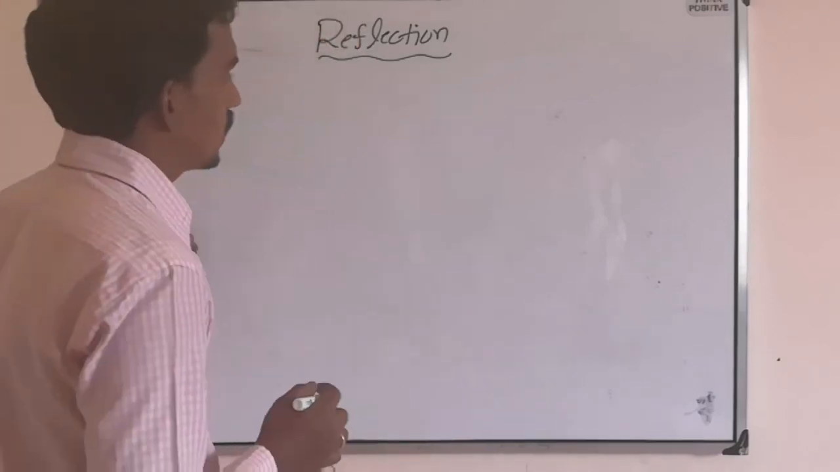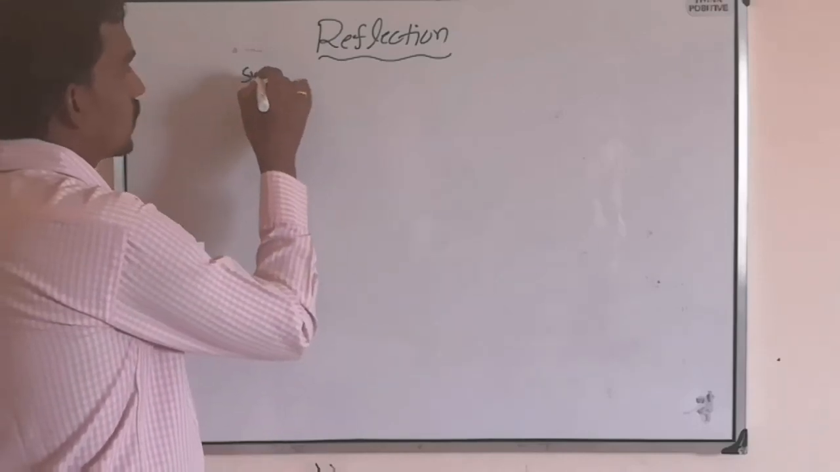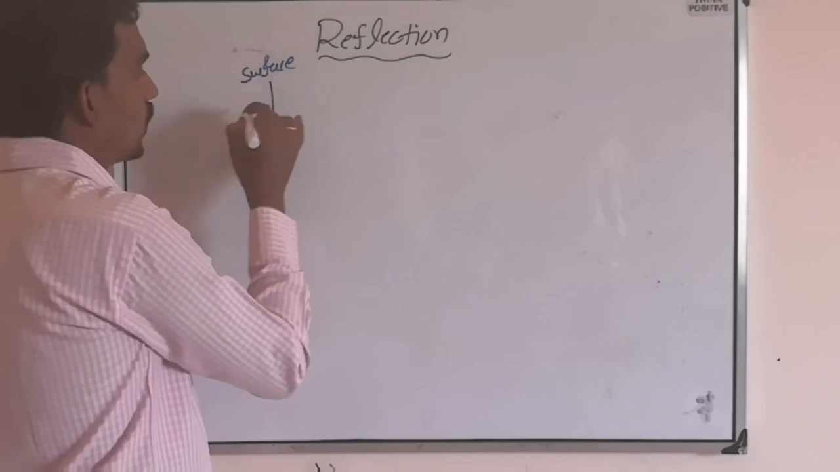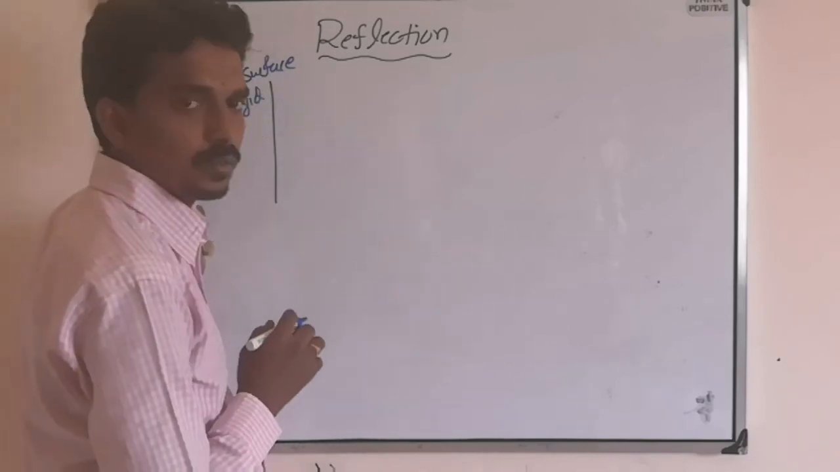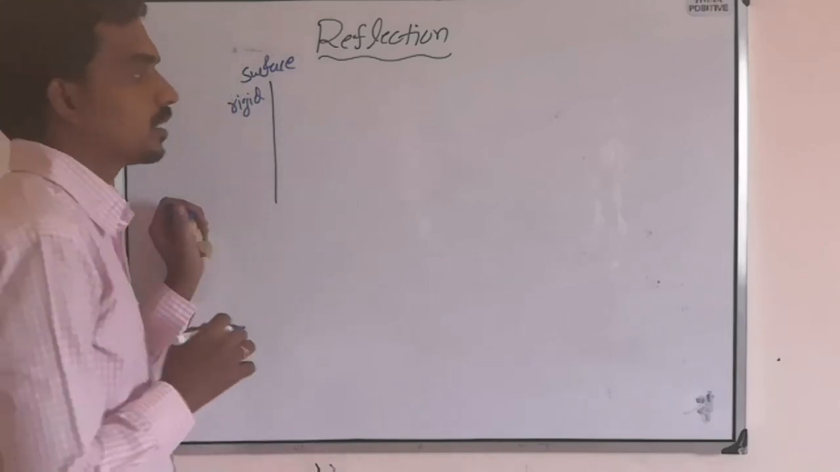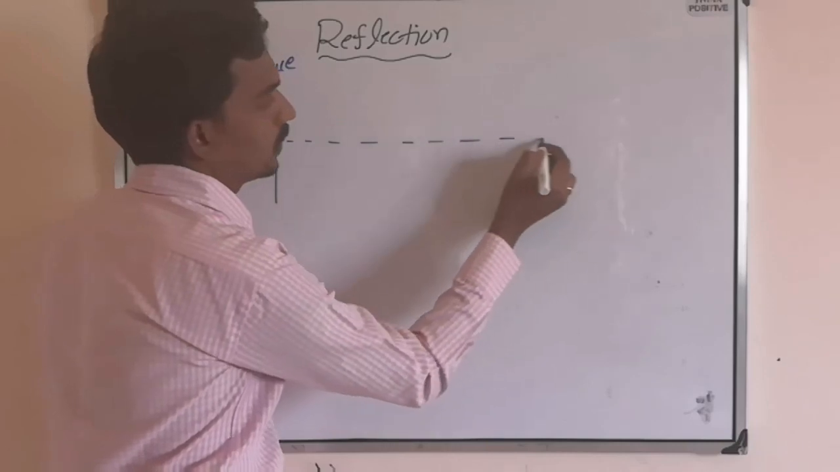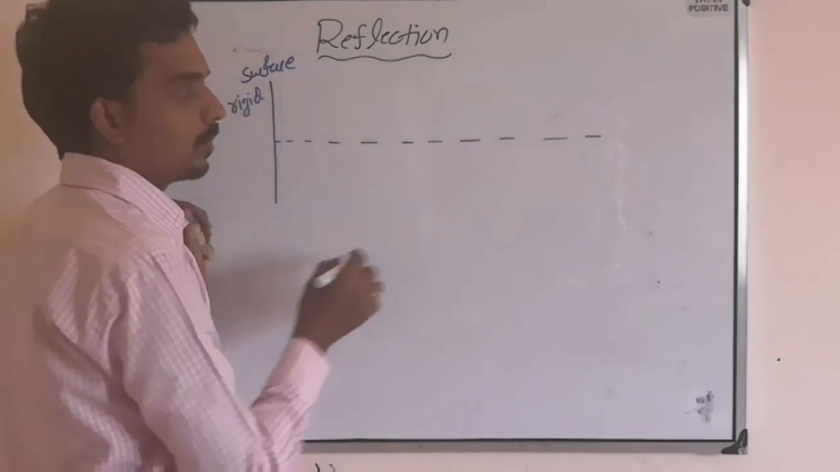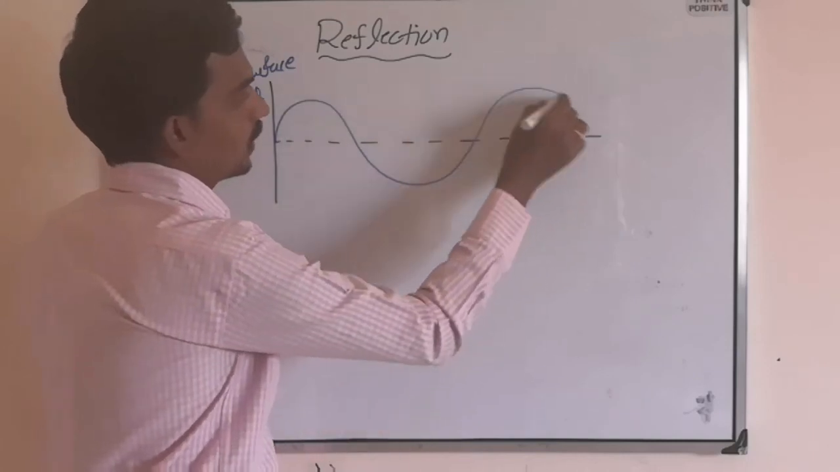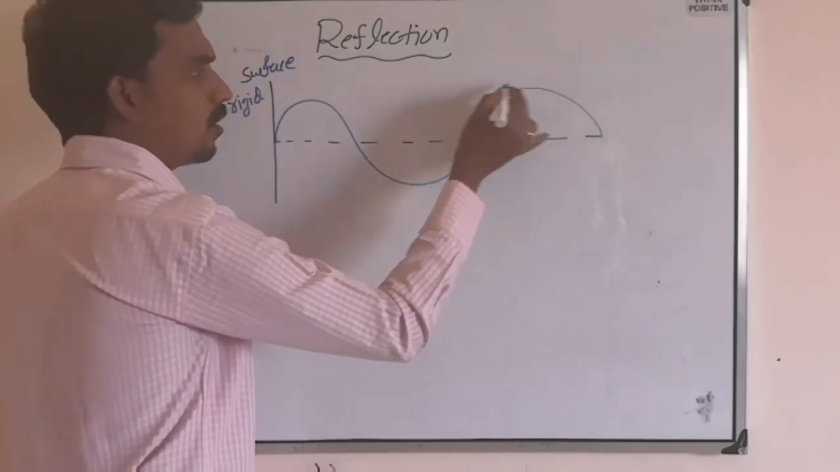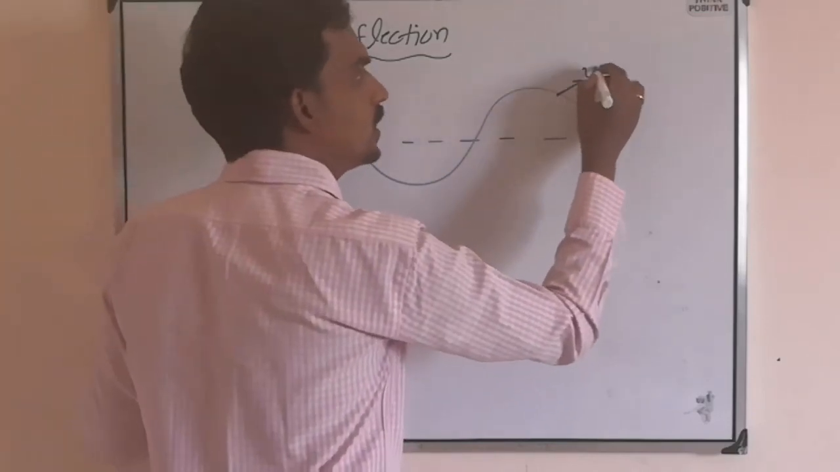So to understand the equation of a standing wave, let us consider this is one surface. What kind of surface? Rigid surface. Now here a wave pulse is coming and hitting. So this is the wave pulse coming and hitting. So this is the incident wave.